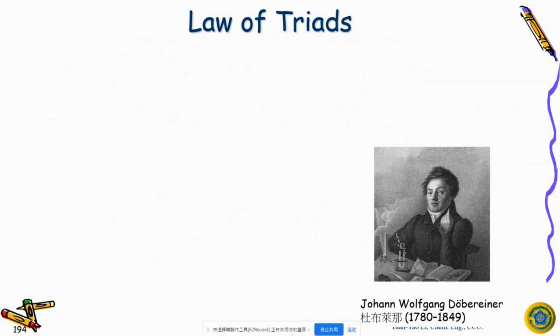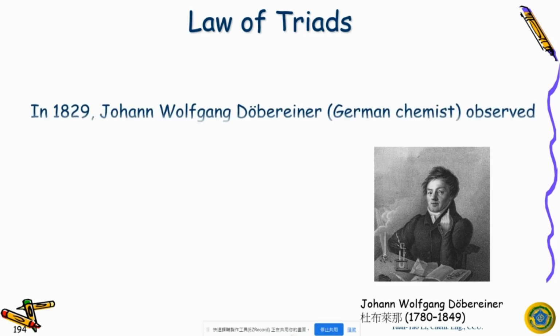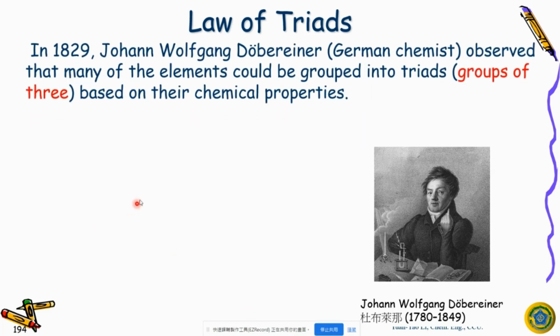So with time going by, we will find more elements, right? In 1829, this gentleman, Döbereiner, observed that many of the elements could be grouped into triads. Triad means that you put three elements into one group. Like for example, group A has 3 elements, group B has 3 elements, group C has 3 elements.